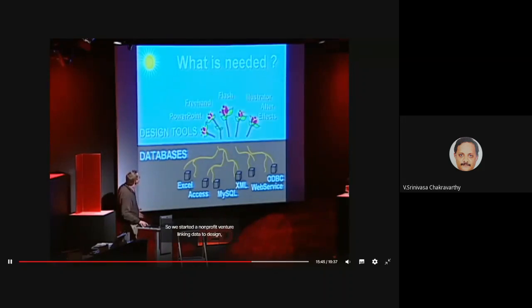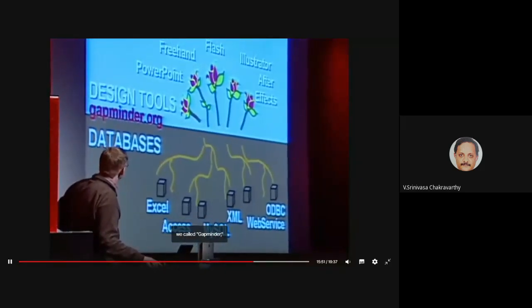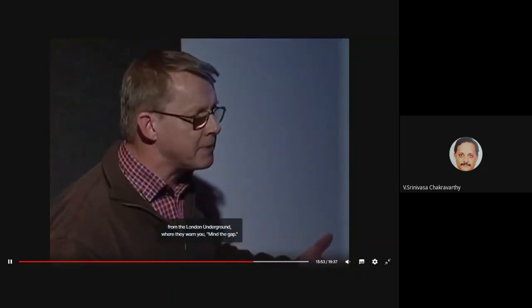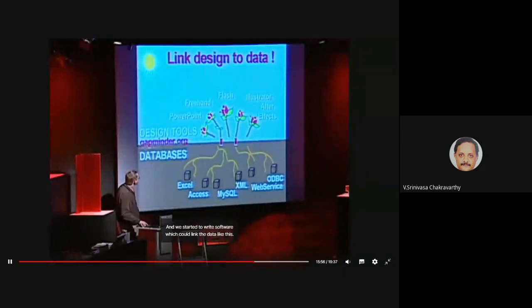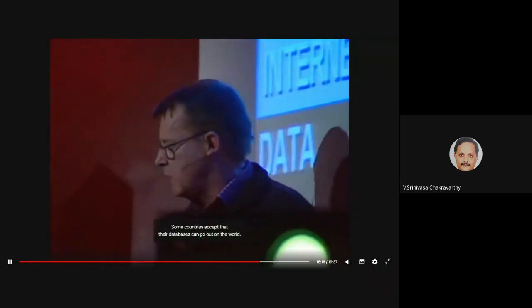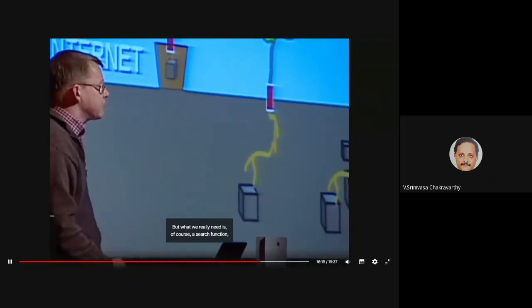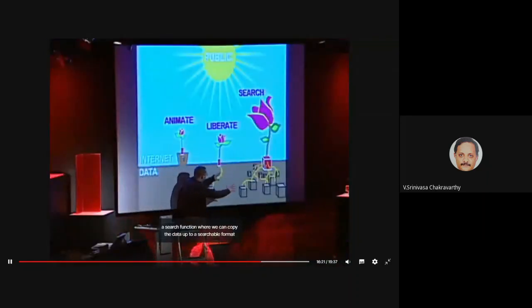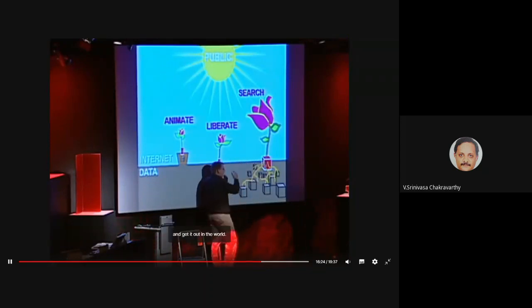So we started a non-profit venture, which we called Linking Data to Design. We call it Gapminder, from the London Underground, where they warn you, mind the gap. So we thought Gapminder was appropriate. And we started to write software which could link the data like this. And it wasn't that difficult. It took some person years. And we have produced animations. You can take a data set and put it there. We are liberating UN data. Some few UN organizations, some countries accept that their databases can go out on the world. But what we really need is, of course, a search function, where we can copy the data up to a searchable format and get it out in the world.